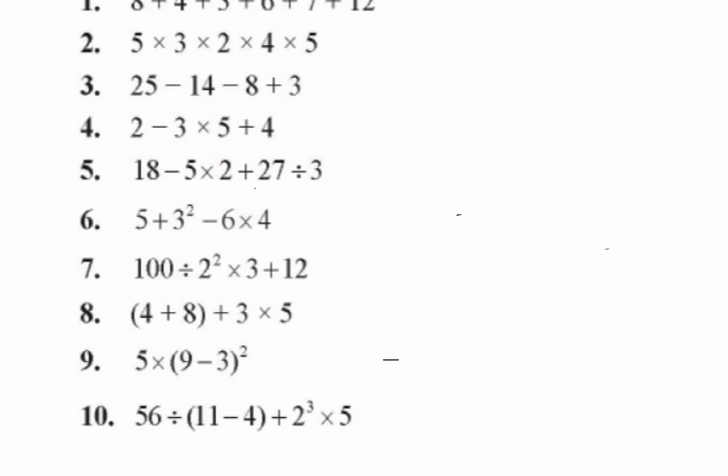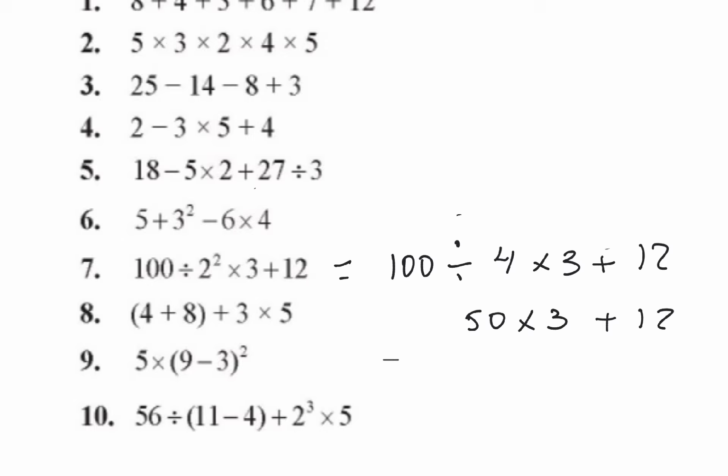What is the priority operation? The priority operation is exponentiation. So it will be 100 divided by 2 squared, 4, times 3, plus 12. Okay, what is the priority now? Division and multiplication. 100 divided by 4 is 25. 50 multiplied by 3 is 150. Plus 12 is 162. And this is the result.